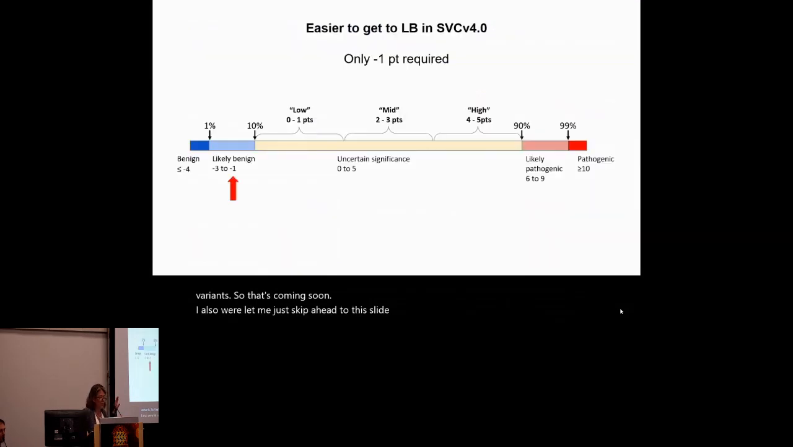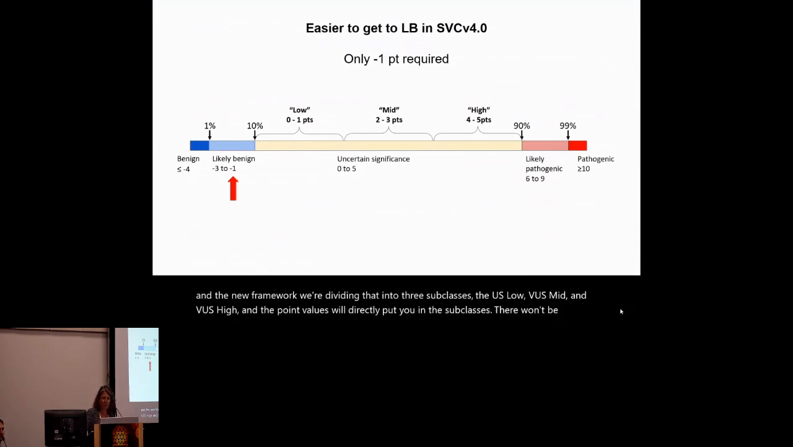So I noted that the VUS category is 0 to 5 points. That's actually a really broad category. In the new framework, we're dividing that into 3 subclasses: VUS low, VUS mid, and VUS high. And the point values will directly put you in the subclasses. There won't be any professional judgment required. It's all there based on the point values. So this is really important.